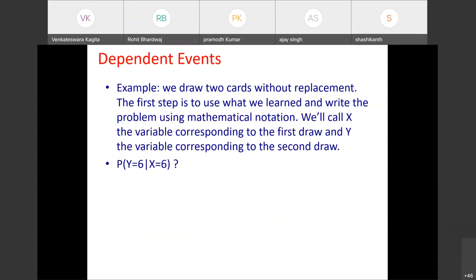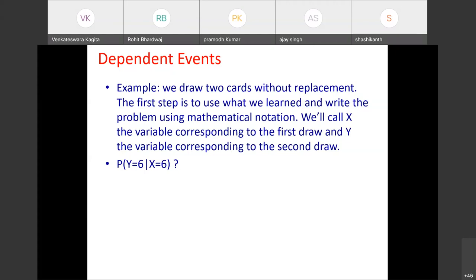And for dependent events, the example is drawing two cards from a deck of cards without replacing the first card. So we draw two cards without replacement. The first step is to use what we learned and write the problem using mathematical notation. Let's say that x is the variable corresponding to the first draw and y is the variable corresponding to the second draw, right? To mathematically represent this problem: what is the probability that y equals 6 given x equals 6? So what is the probability that the second card you picked up takes a value 6, given that the first card you picked up is also 6?